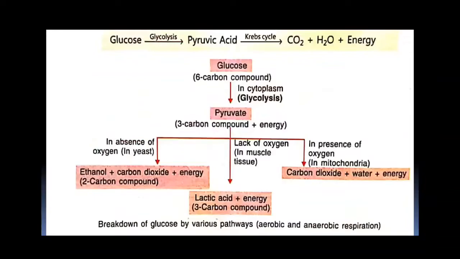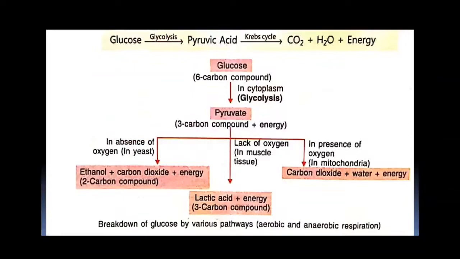So when anaerobic respiration takes place in human muscles, then glucose, that is food, is converted into lactic acid with the release of a small amount of energy. The breaking down of glucose during anaerobic respiration in muscle cells can be represented like this: glucose is first broken down into pyruvate, that is 2 molecules of pyruvic acid. Then in absence of oxygen in muscle tissue, it is broken down into 2 molecules of lactic acid, which is a 3 carbon compound, with 2 molecules of ATP.